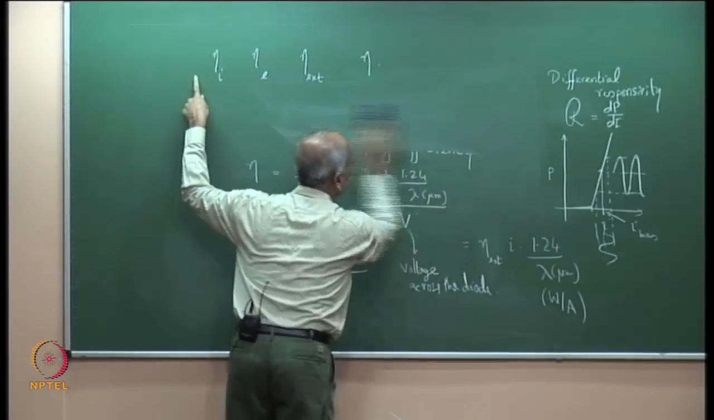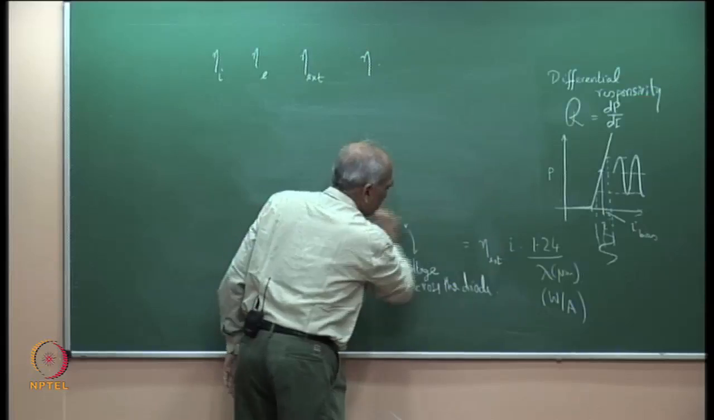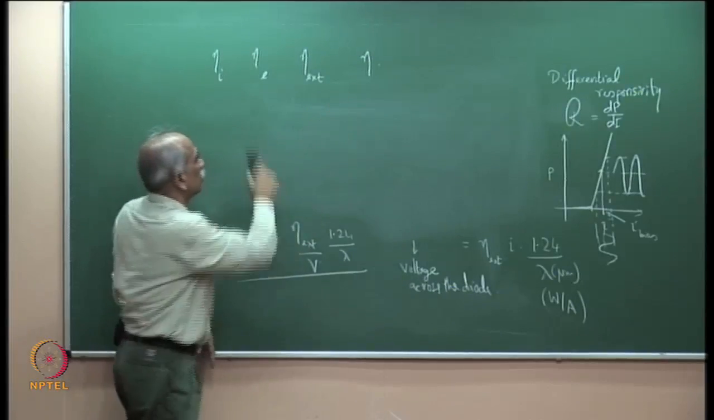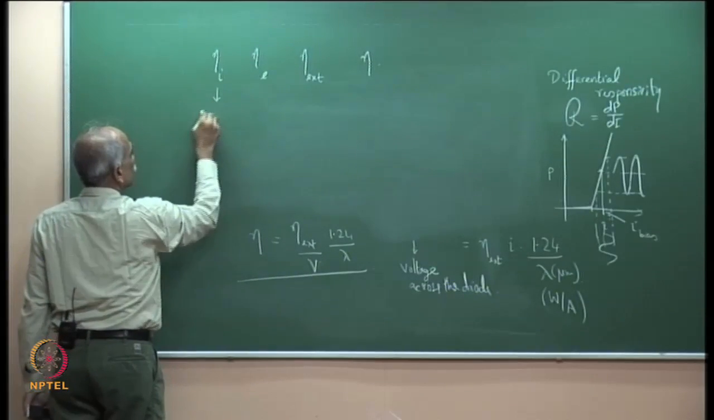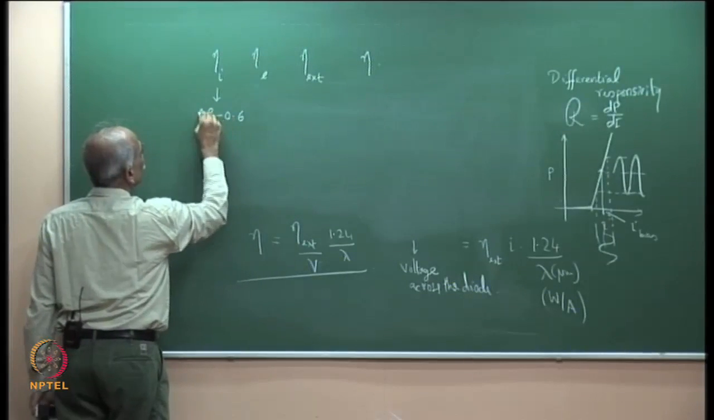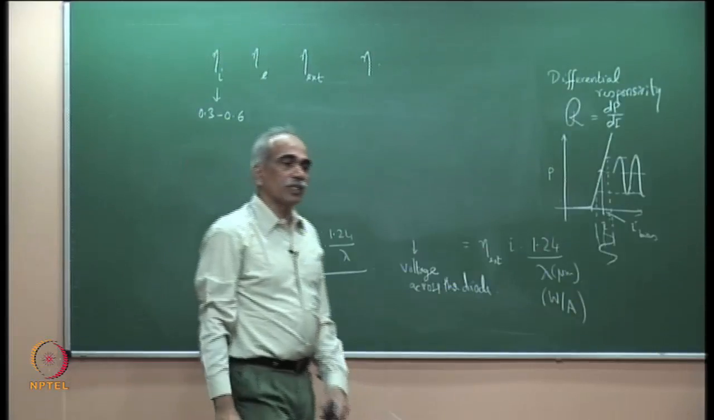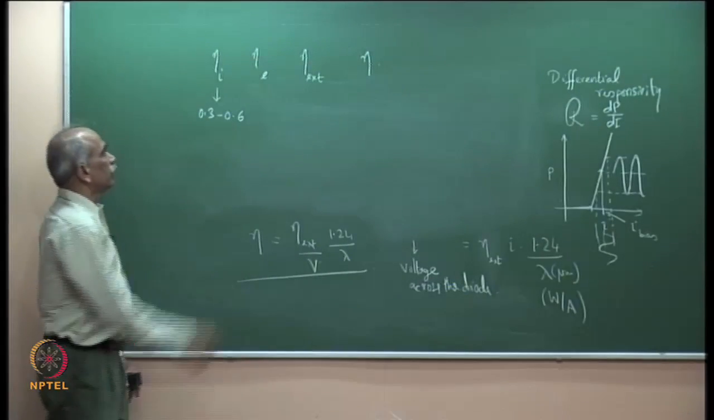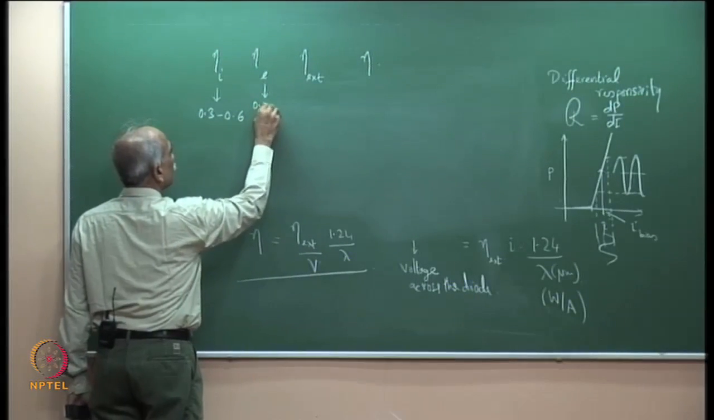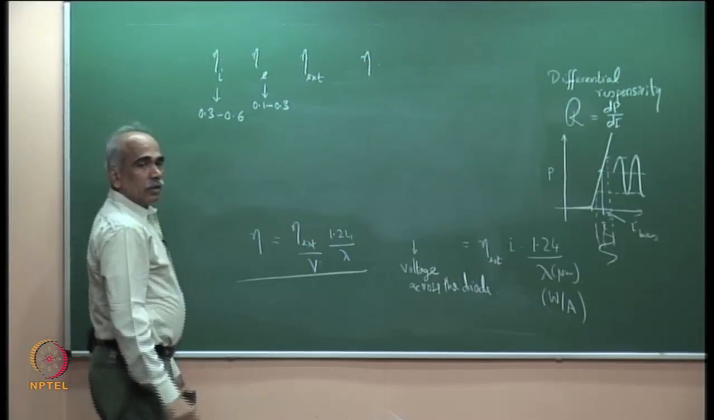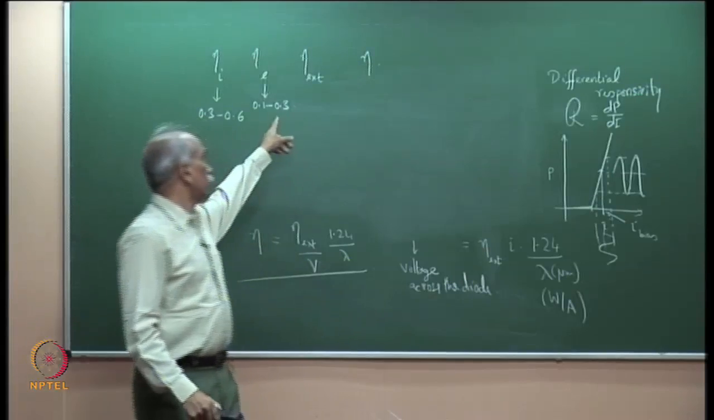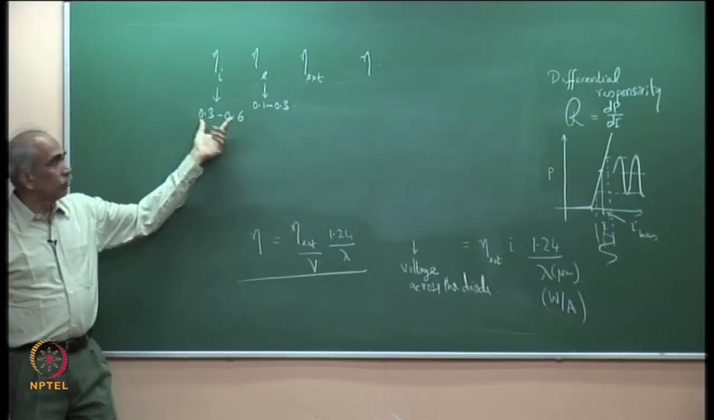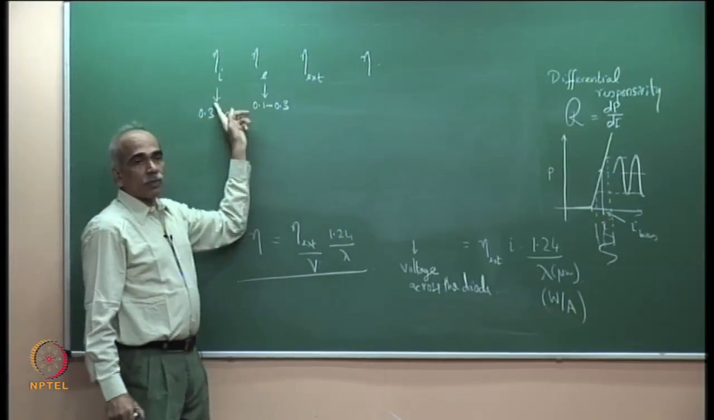Typical numbers: we had several etas, recall eta I, eta E, eta external and finally eta. Internal quantum efficiency, extraction efficiency, external quantum efficiency and the wall plug efficiency. Typical numbers for eta I are 0.3 to 0.6. Internal quantum efficiency is about 50% for gallium arsenide, depending on the material. Extraction efficiency is typically 0.1 to 0.3. By texturizing you could go up to 0.3. So this depends on the material, this depends on the device structure.